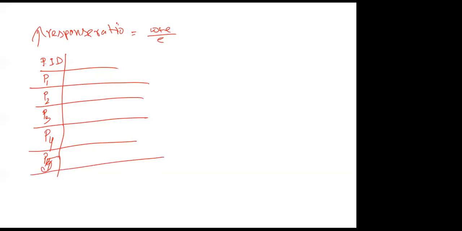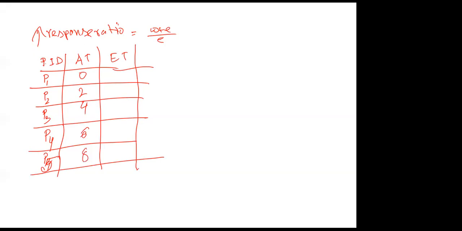P5. Now let's check the arrival time and execution time of each process. The arrival times for processes P1 through P5 are 0, 2, 4, 6, 8. That is the order in which the processes arrive into the RAM.